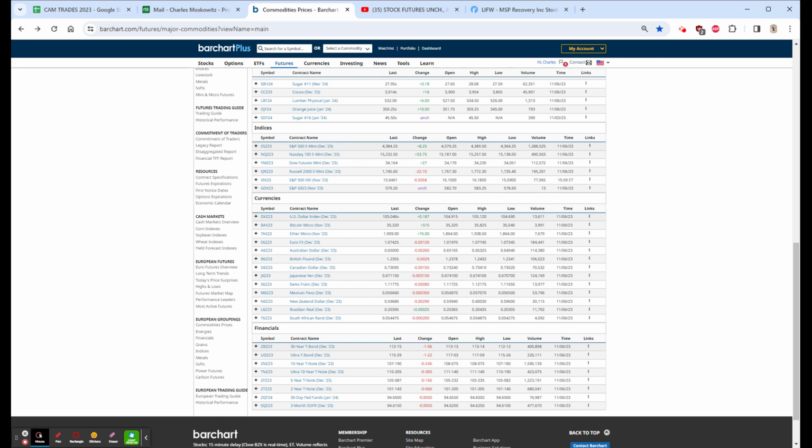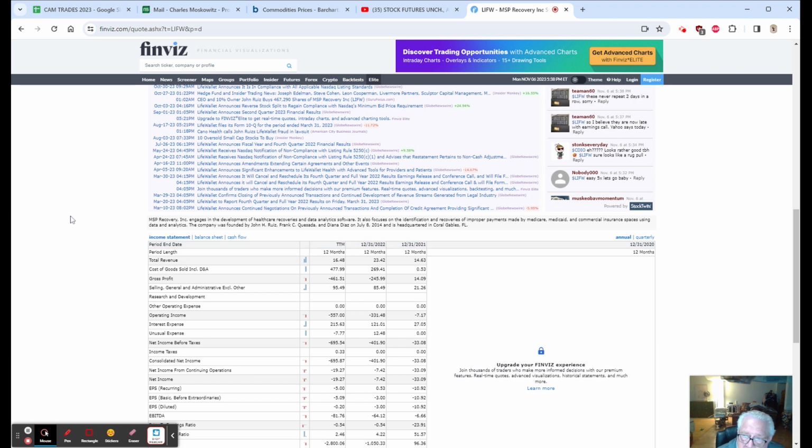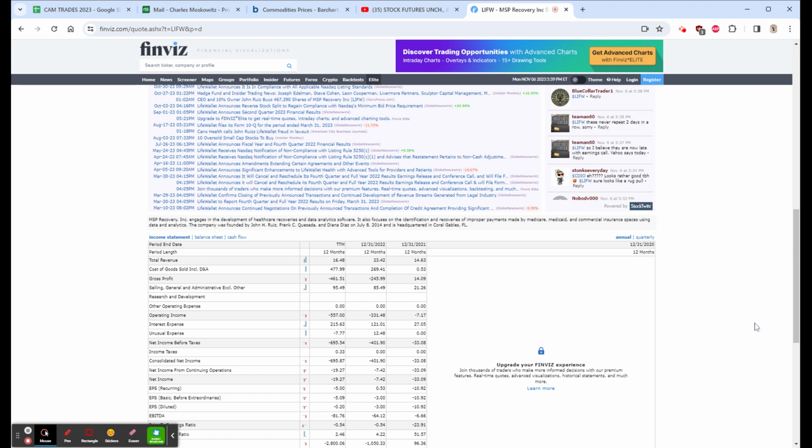MPS, which does business under the name of Life Wallet. Symbol LIFW. I'm not really sure what this company does. It's called MPS Recovery, and it engages, according to FinViz, in the development of healthcare recovery and data analytics software. It also focuses on the identification and recoveries of improper payments by Medicare, Medicaid, and commercial insurance using data and analytics. It's headquartered in Florida, Coral Gables. So the identification and recovery of improper payments by Medicare, Medicaid, and commercial insurance, that I can understand as, you know, looking for overpayments and fraud.